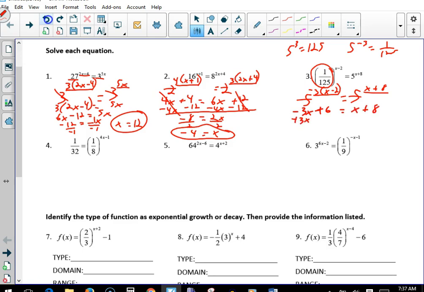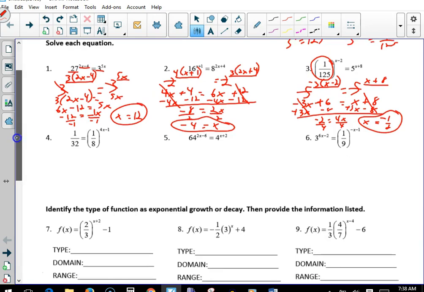I'm going to add 3x to both sides. And I'm going to subtract 8 from both sides. Those cancel. 6 minus 8 is negative 2. 3x plus 1x is 4x. And the 8's cancel. Now I divide by 4, and I get x equals, careful, negative 1/2. 2 divided by 4 reduces to 1/2.